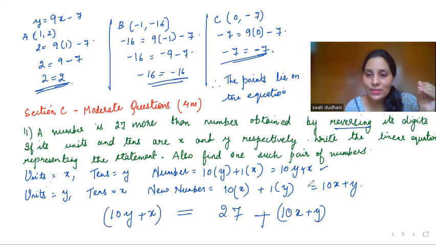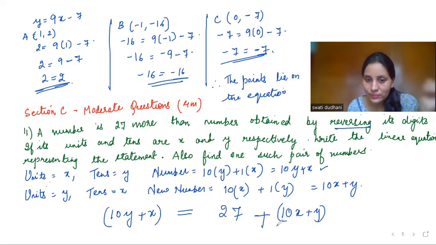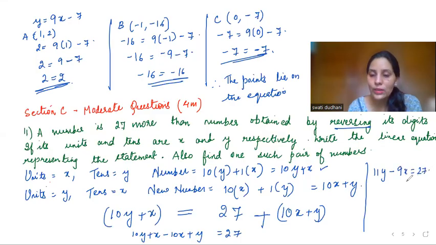Now you need to write the linear equation. Let us simplify this. So 10y plus x minus (10x plus y) is equal to 27. Here let us simplify. 10y minus y is 9y, and x minus 10x is minus 9x, equal to 27. So this is our final equation. I hope this is clear.